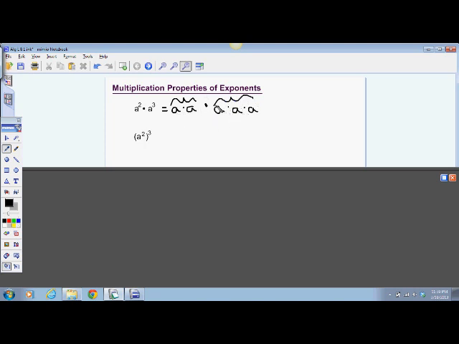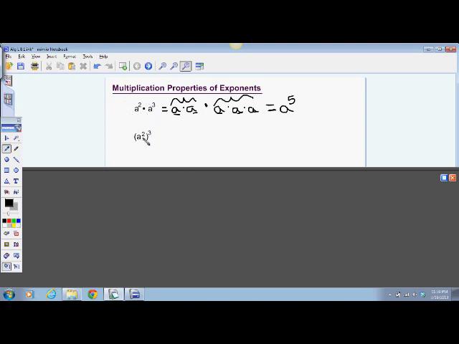So we have a to the second times a to the third. Well, if you count these, that's going to be, in simplest form, a to the fifth. A to the second times a to the third ultimately will equal a to the fifth. This kind of lends itself to one property, which we'll talk about in a second.